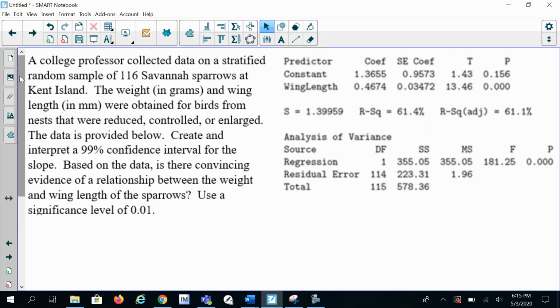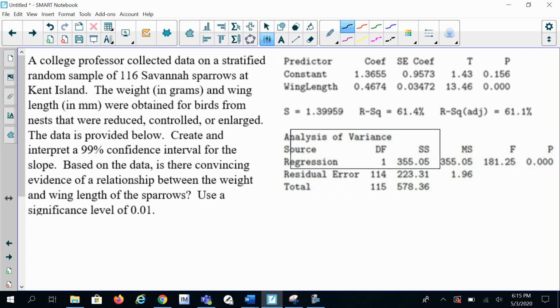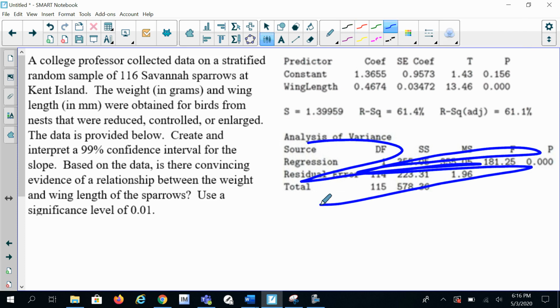It's kind of gone. Okay, so this one we're using a significance level of 0.01, so they gave it to us. Remember, we can ignore the ANOVA table. This is a no-no. What we need is right here. P-value is 0.000. Just means it's tiny, so it doesn't really matter. We just know it's little.